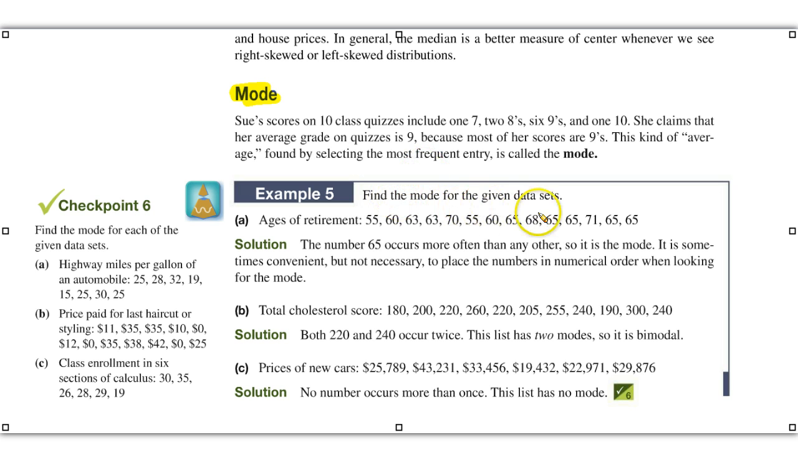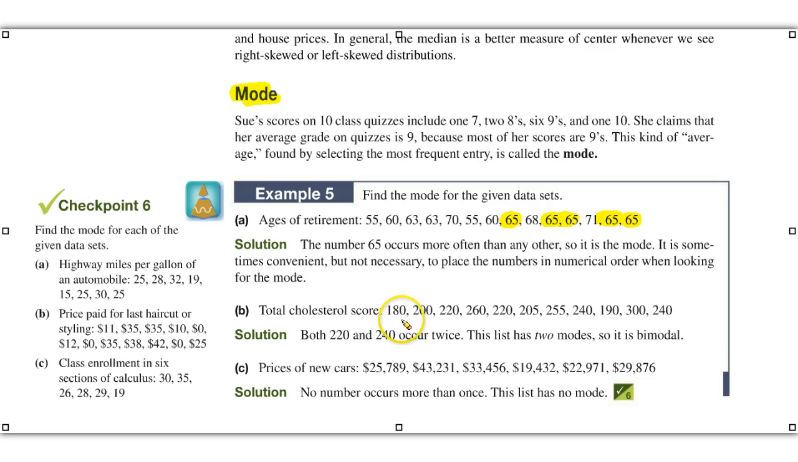So find the mode of the given data set. So let's just scan it here, 55. And the one that occurs more often here, 65, 65, 65. So of our data, the 65 is what occurs most frequently. So for this set of data, the mode is 65.